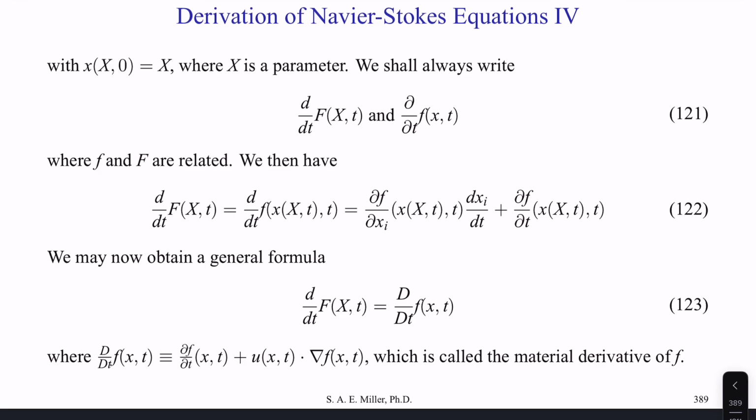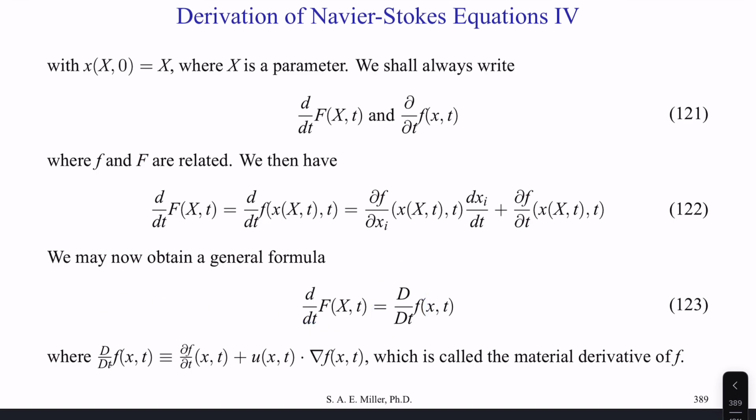Now we can write d dt of capital F and partial t of little f. F and cap F are related. So we can write the ordinary derivative of cap F is the ordinary derivative of f, which will be, upon substitution, partial f partial xi dx dt plus partial f partial t. We now have a general formula that's really the material or total derivative. The ordinary derivative of cap F is the material derivative of f. So note the capital D's here once again.